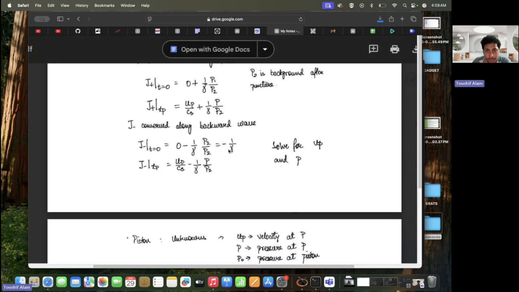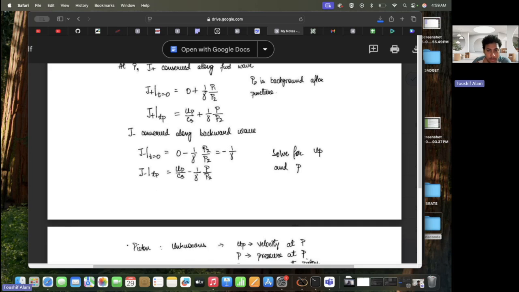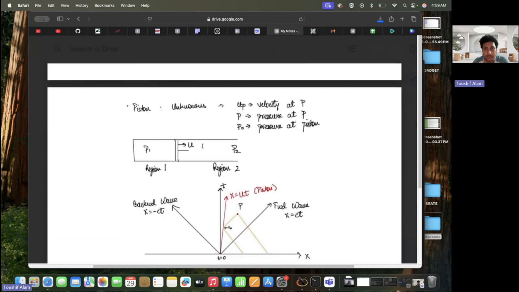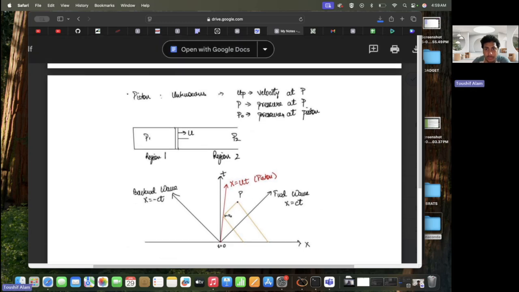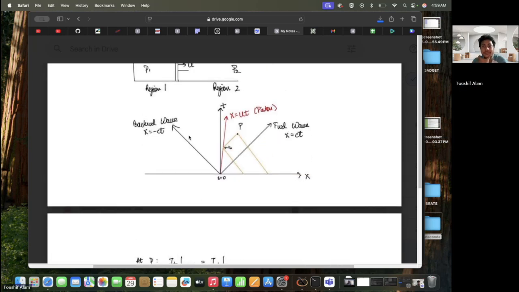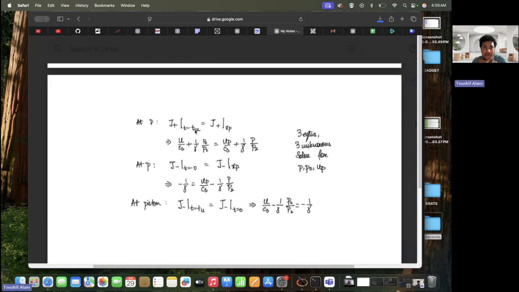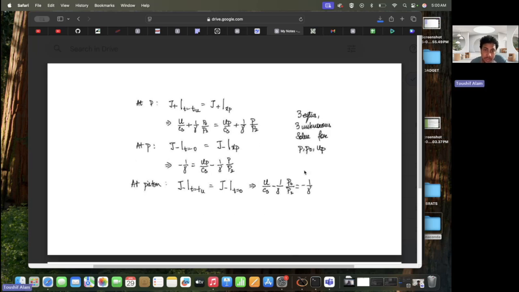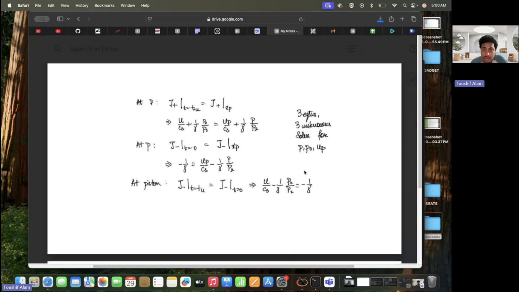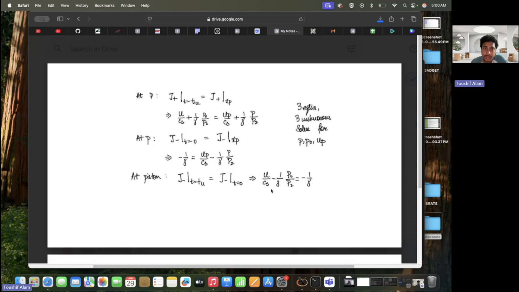So if you solve for U_P and P, you will get from these four equations the values at the piston. U_P will start, P will start, P naught will start at the piston. And this will move like this. So you will get this. At P, J minus at t equals 0 is J minus, u by Cs minus 1 by gamma P by Cs minus 1 by gamma P by P2. Three equations, three unknowns: values for P, P naught, U_P. At the piston, J minus at t equals 0 is u by Cs minus 1 by gamma P naught by P2 minus 1 by gamma.